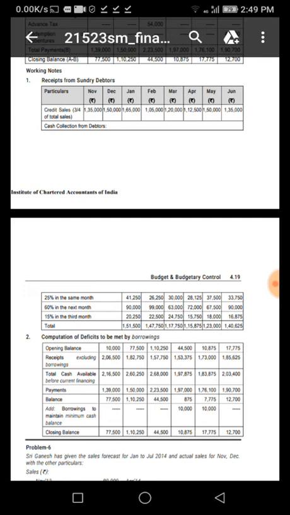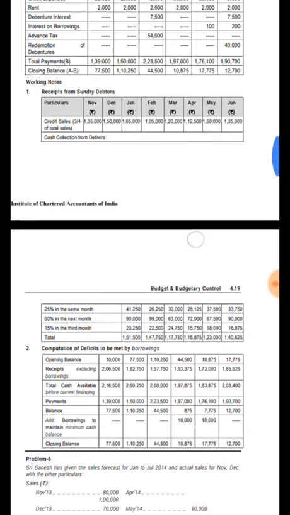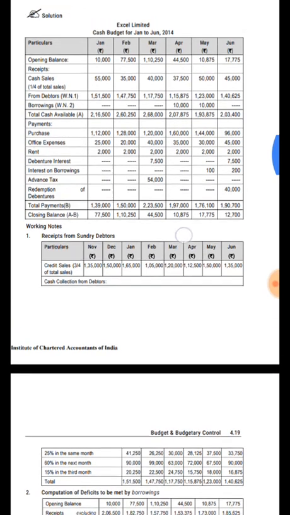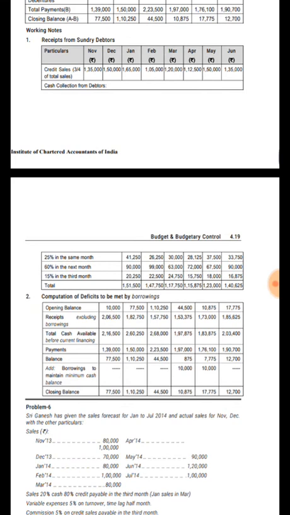153,375. Okay, so if you total it with the 44,500 opening balance, you will get 1,97,875, and payable is 1,97,000. If we deduct that, you will get a balance of 875. But our requirement is a 10,000 minimum cash balance. So 10,000 we have to borrow, because we can borrow only in multiples of 10,000.